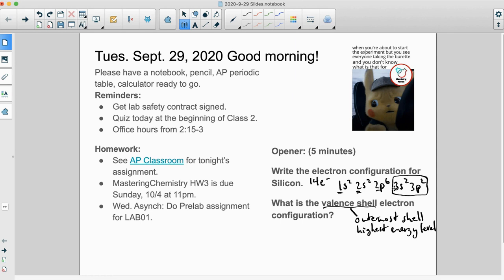Okay, so both the 3s2 and the 3p2 are in the third energy level. And so the valence shell electron configuration is 3s2 3p2. That's our valence shell electron configuration.